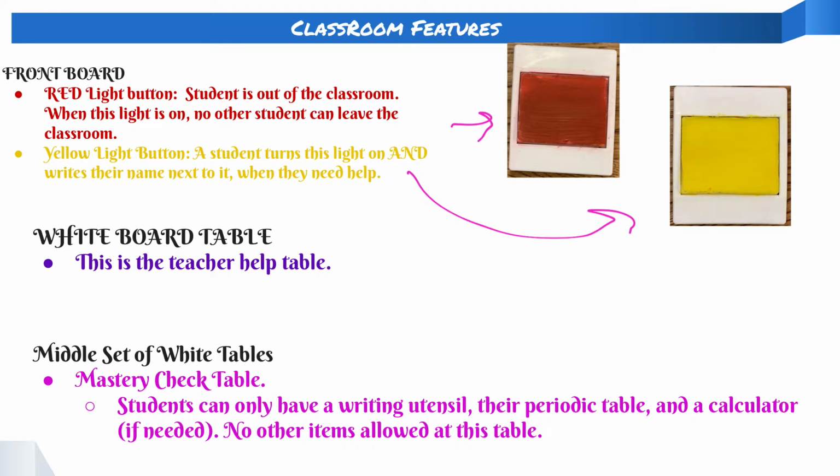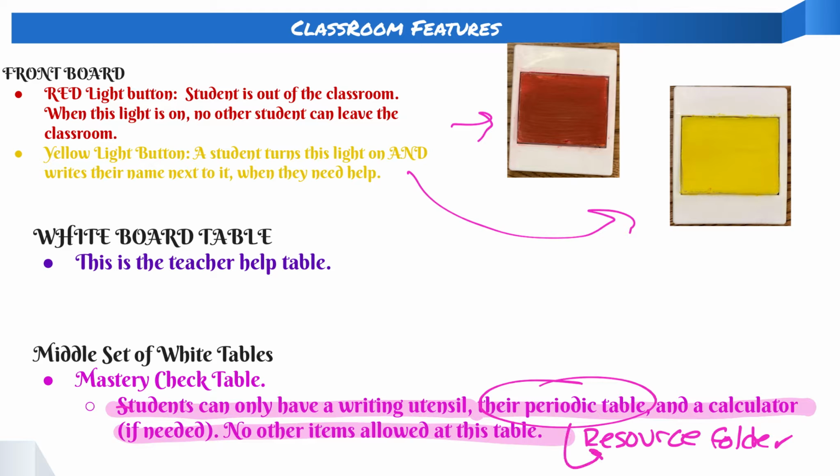There are 2 whiteboard tables for me to work with students more individually. And then the middle set of white tables are the mastery check tables. At these tables, students can only use a writing utensil, their periodic table, calculator, and the resource folder that is provided. The periodic table is actually in the resource folder that is provided to each student.